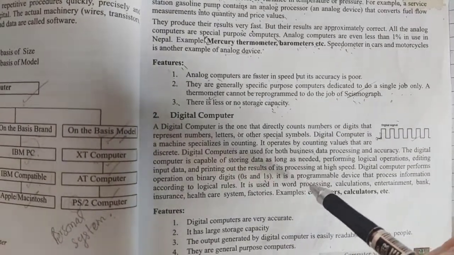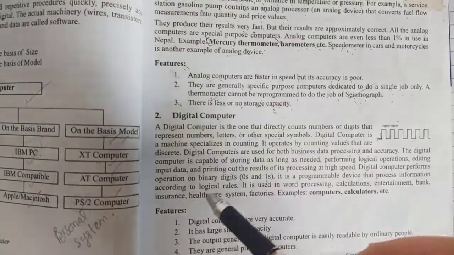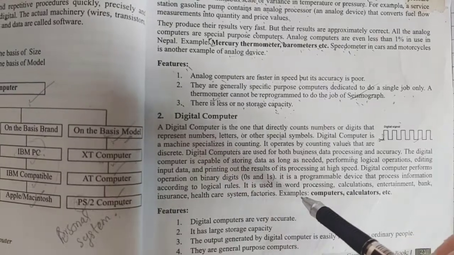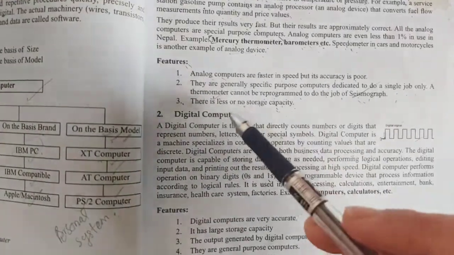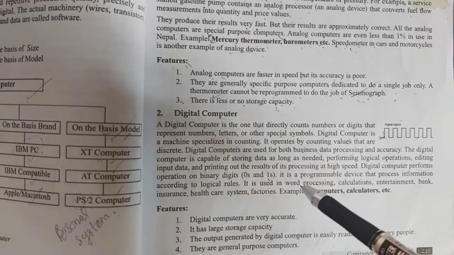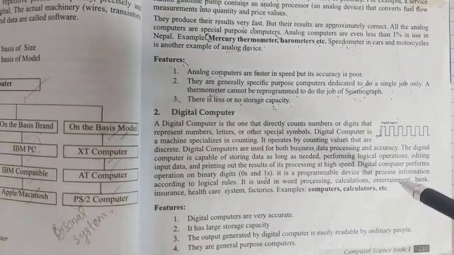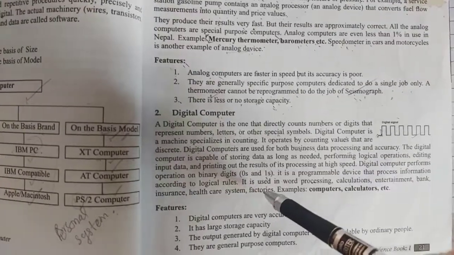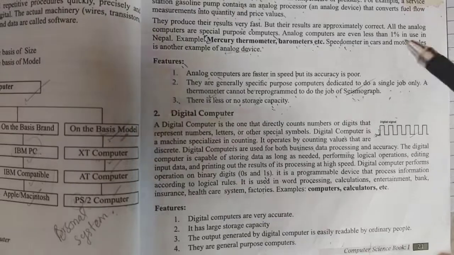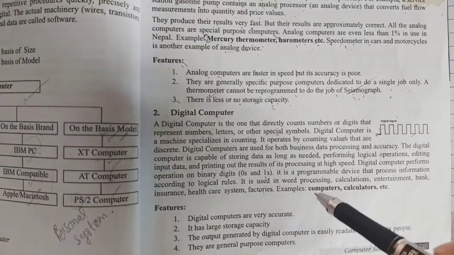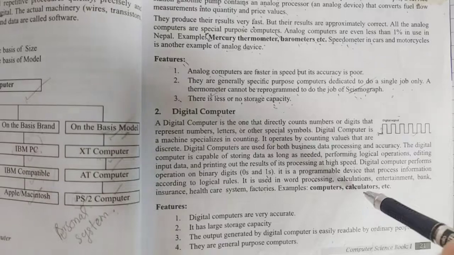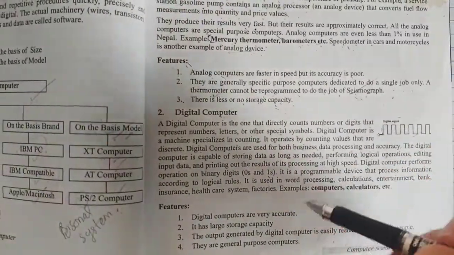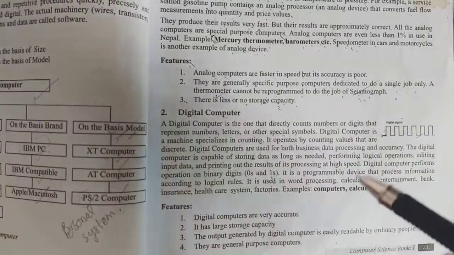It is used in word processing, calculations, entertainment, banks, insurance, healthcare systems, factories, etc. Examples are computers, calculators, etc. Where are digital computers used? These are all used in word processing, calculations, banks, insurance, healthcare systems, factories, malls, cinemas, and various other fields. If you know more examples or more features about it, you can write them in your own words also.